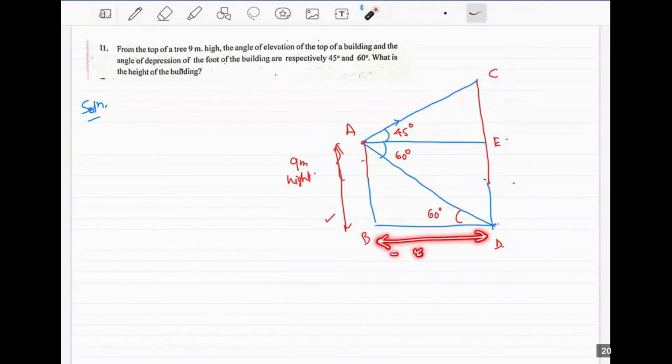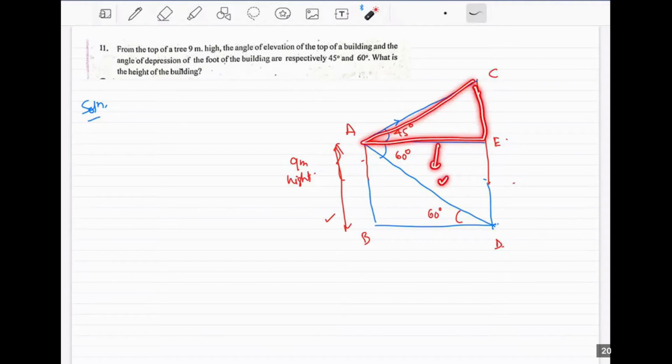Once we know how much is BD, we can shift the value here. BD will be equal to AE. So our strategy will be to find out BD. That value of BD will be equal to AE. After that, in this triangle, once this AE is known, we can find out CE. After that, CD can be found out very easily.